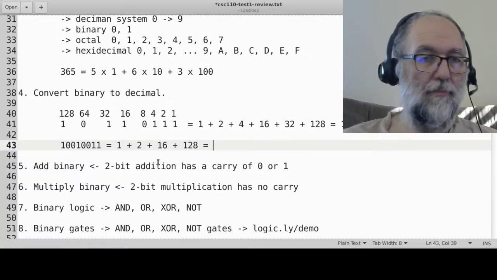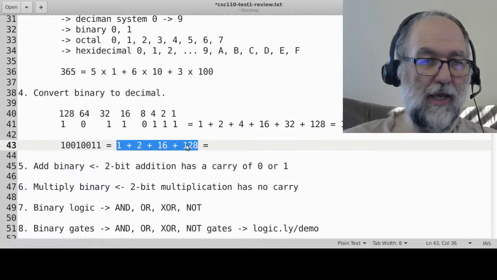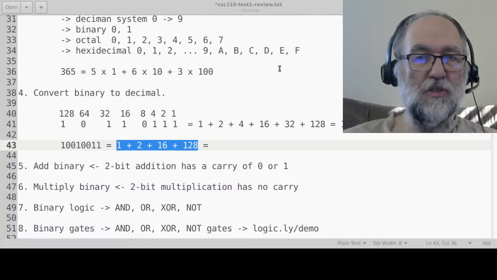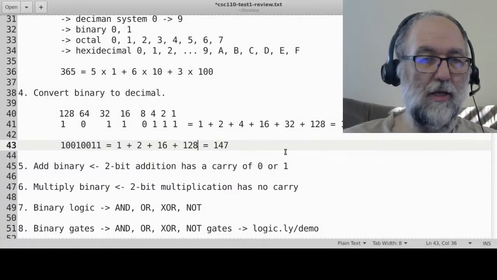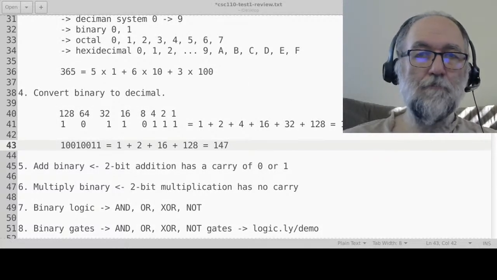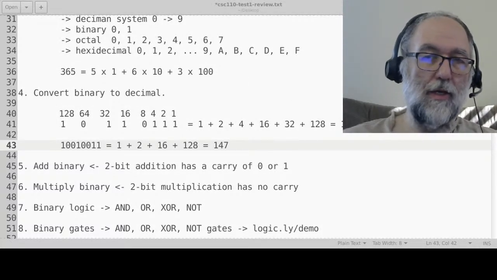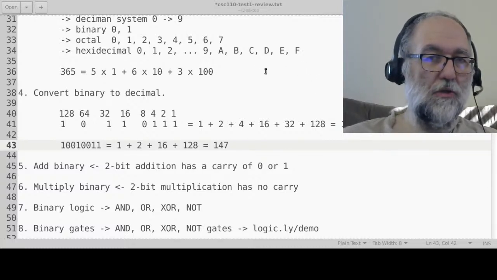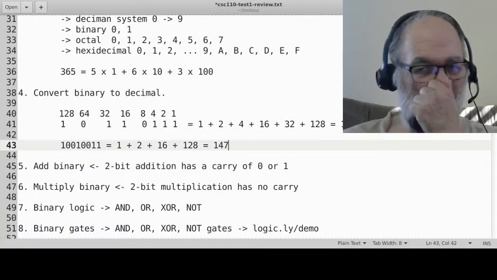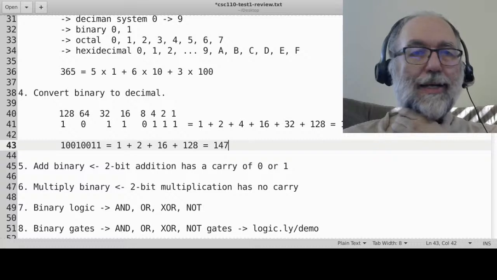Okay, I think I got that right. I'll check in just a second. I'm just letting my calculator do the 147. Okay, so let me just check to make sure that's right. 100100011. It is. Okay, so there's another example for you.